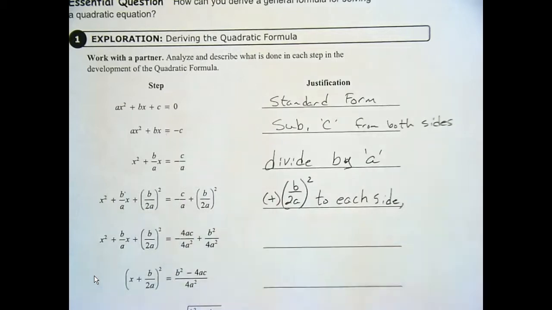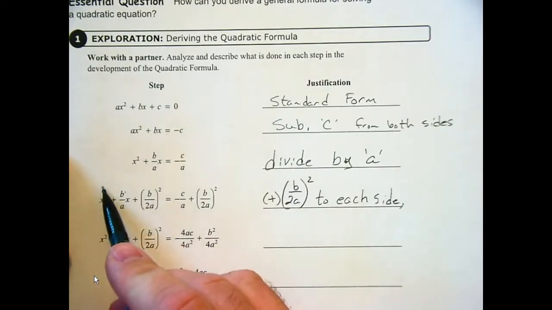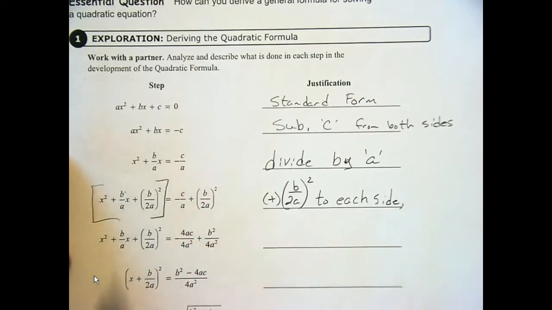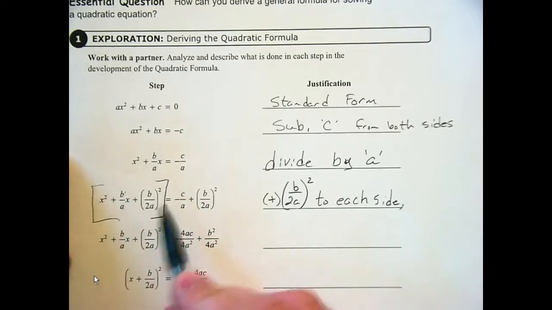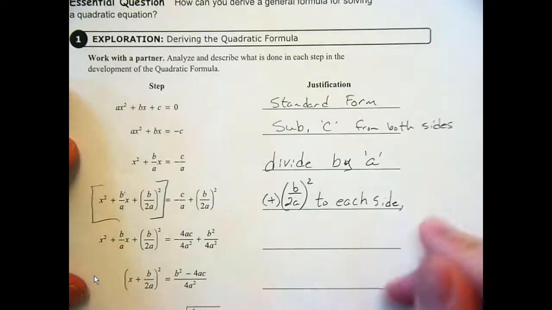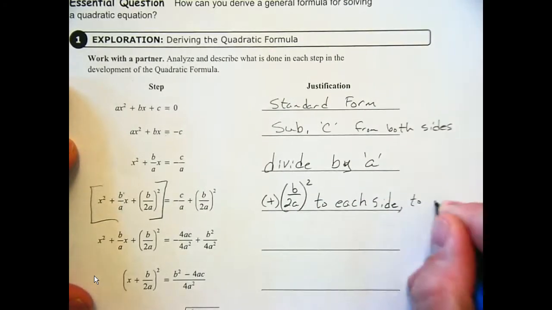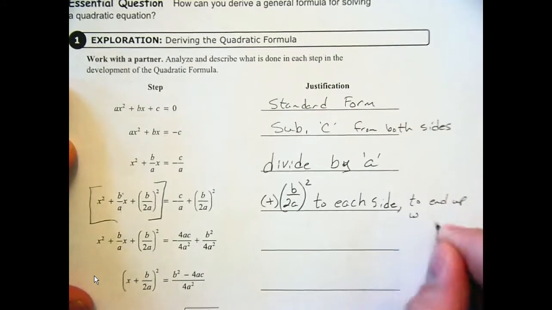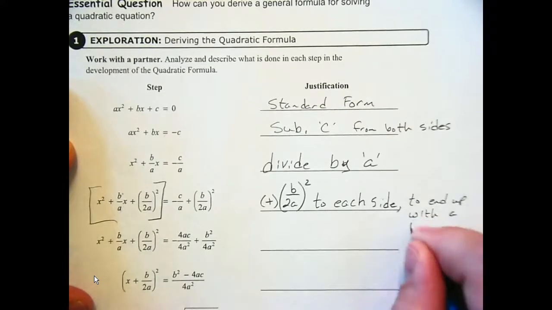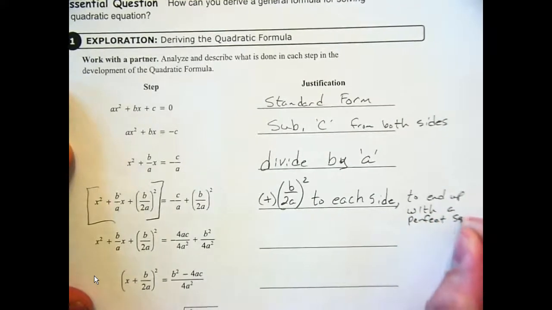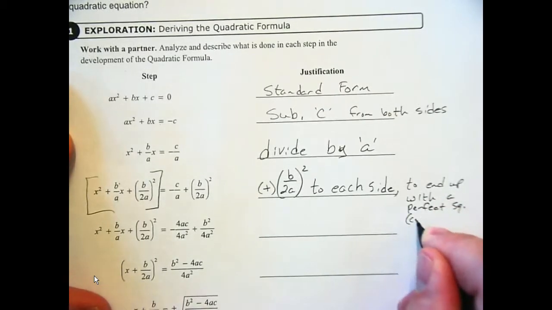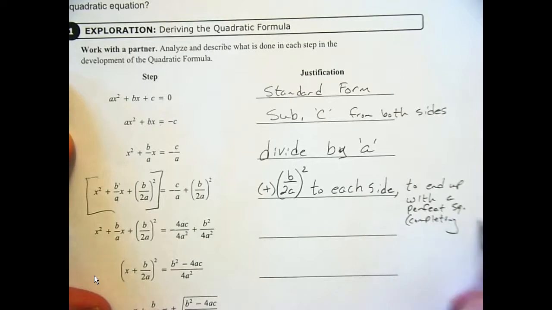When do we take half of that term and square it? Yeah, completing the square, right? They're completing the square. They're making a perfect square trinomial right here. You take half of your b term and square it to get a perfect square trinomial. So they added b over 2a squared to each side to end up with a perfect square. Some of you call that completing the square.